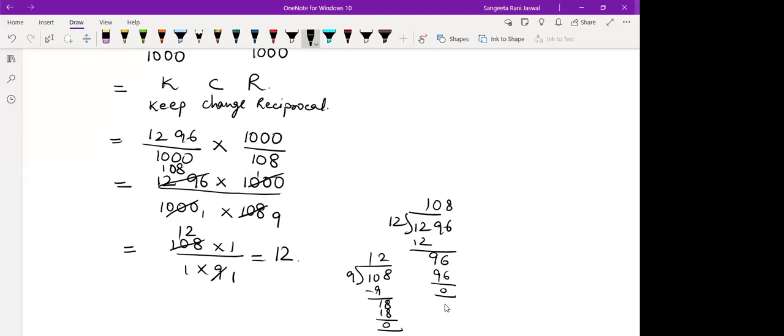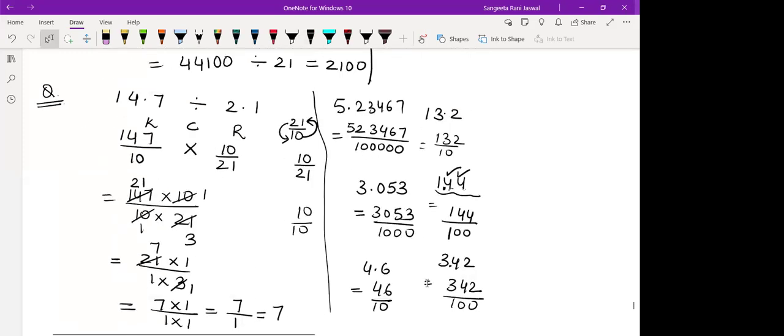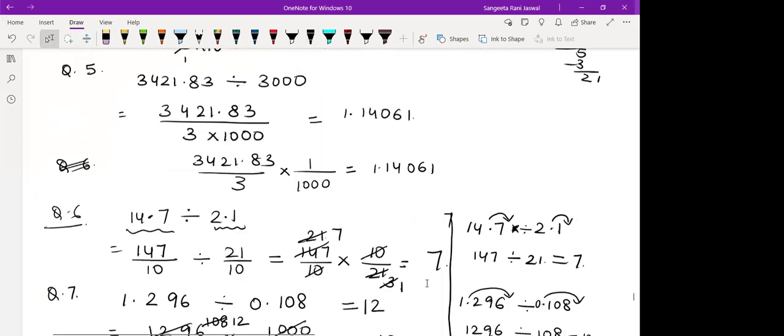Got it? Yes, ma'am. Okay, please practice these sums. Okay, Adya, this much for today. Okay, ma'am. Do more sums like this.